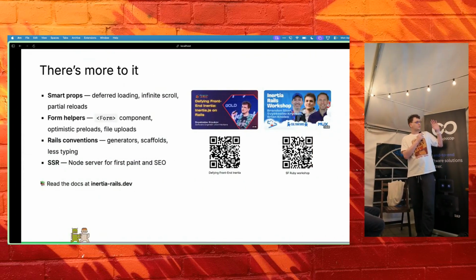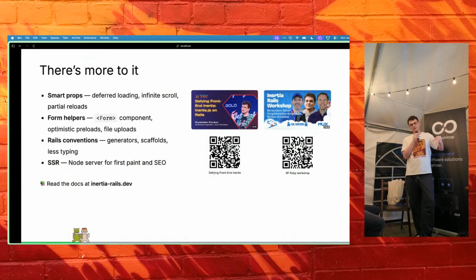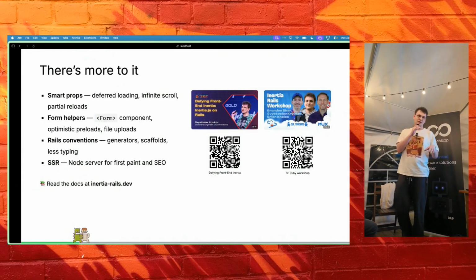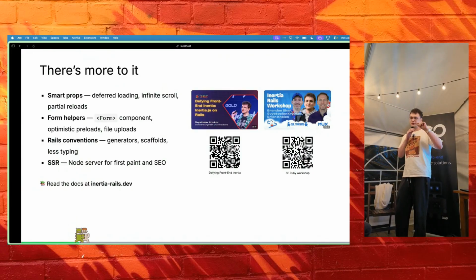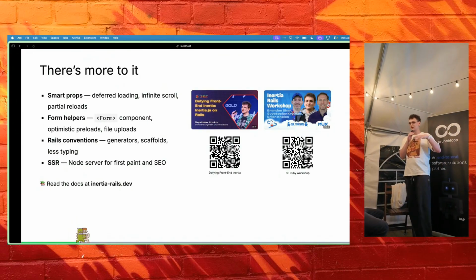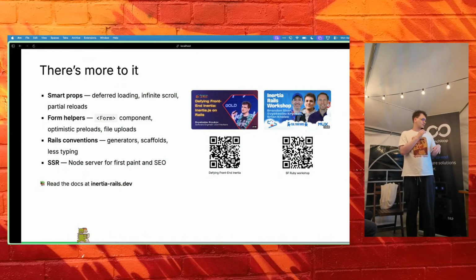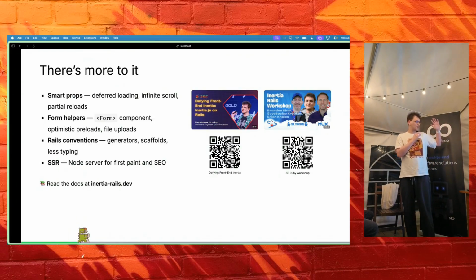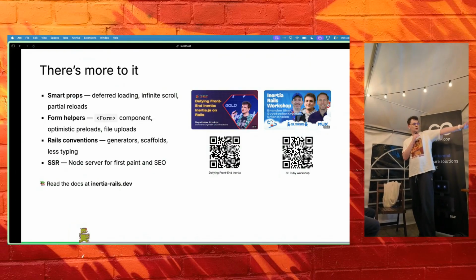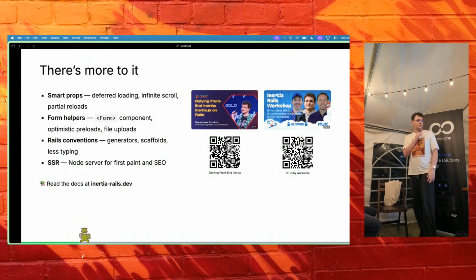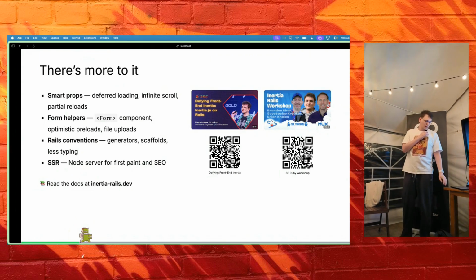And there is a lot of stuff in Inertia, like smart props that allow you to automatically load stuff, like deferred props, or infinite scroll. You just use a special attribute, and your page uses infinite scroll. There are also form helpers, conventions, SSR, and I have a talk I gave last year at Tropical. We also have a workshop from SF Ruby.